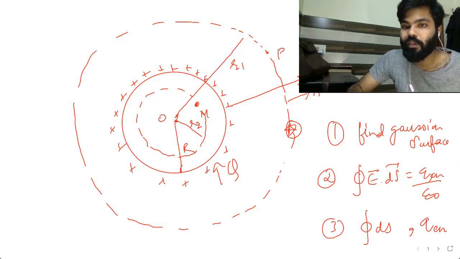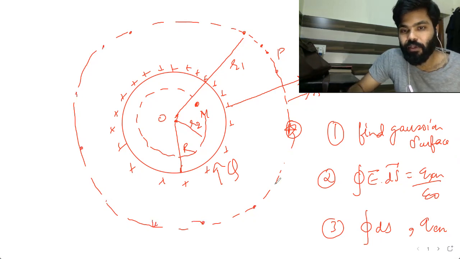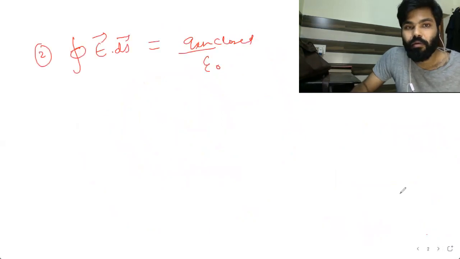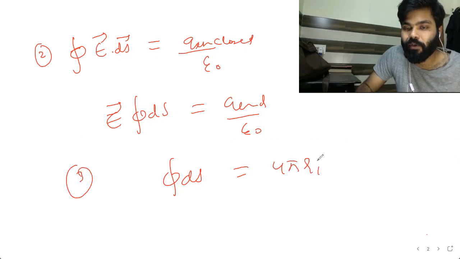I will carry E outside the integration, because E is constant on each and every point on Gaussian surface. At every point on Gaussian surface, E is fixed. So you can bring E outside the integration. We will just be left with integral of ds and q enclosed over epsilon naught. The integral of ds is the area of Gaussian surface, this is our third step, 4 pi r1 square, and q enclosed by it is capital Q.